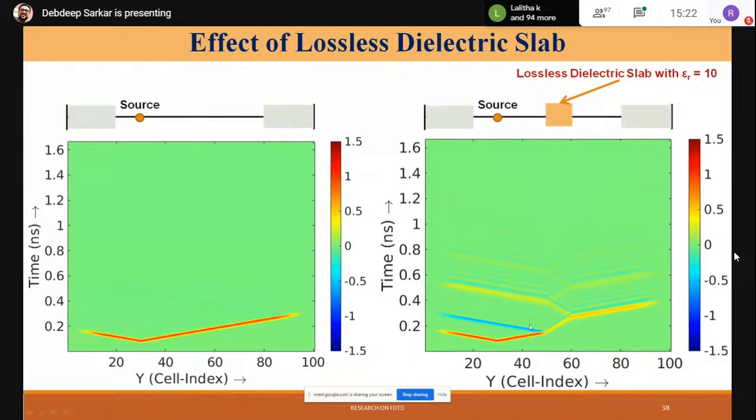PMLs are implemented in both the cases so that I get the proper solution. So now you can see very beautiful things. For example, if you have this epsilon equal to 10 over here, it will change the characteristic impedance or intrinsic impedance of this slab from that of the free space. So now you can calculate from your known formula, (eta minus eta naught) divided by (eta plus eta naught), the reflectance.